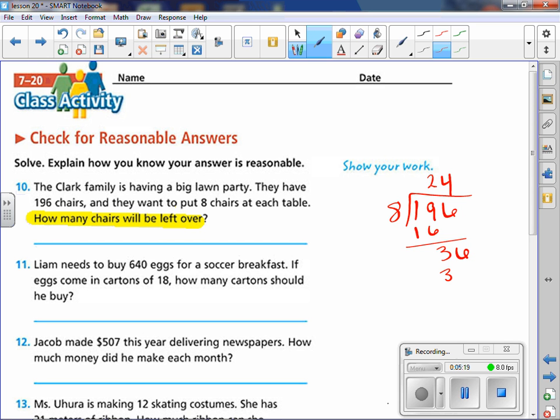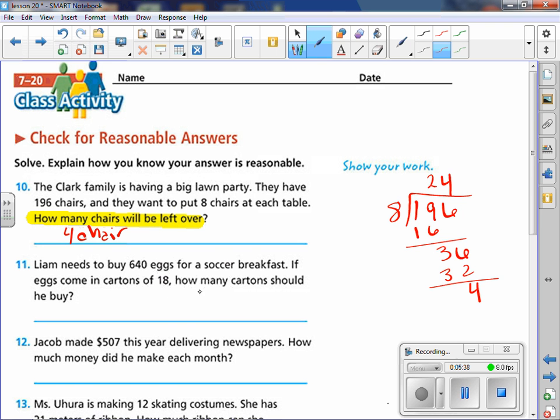So how many chairs are left over, guys? Well, subtract out, you get 4. How many chairs left over? 4 chairs. They wanted to know what the remainder was. Okay, do you see that? They did not want to know how many tables. There's 24 tables, but they wanted to know how many remainder there would be.